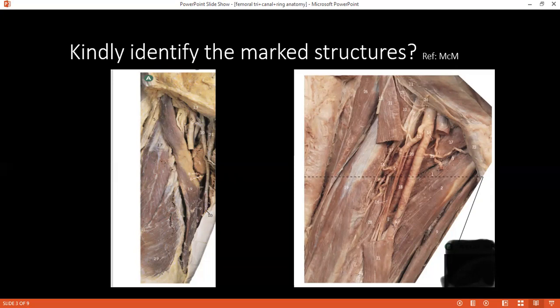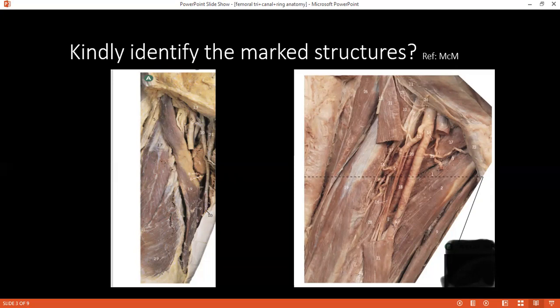Yes. I'm looking at the femoral triangle. What are the boundaries of the femoral triangle? The boundaries are formed by: number 1 is sartorius, number 2 is adductor longus.